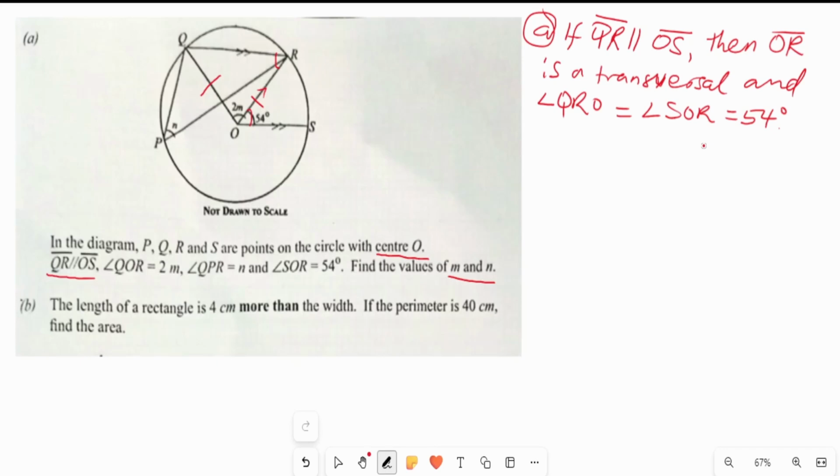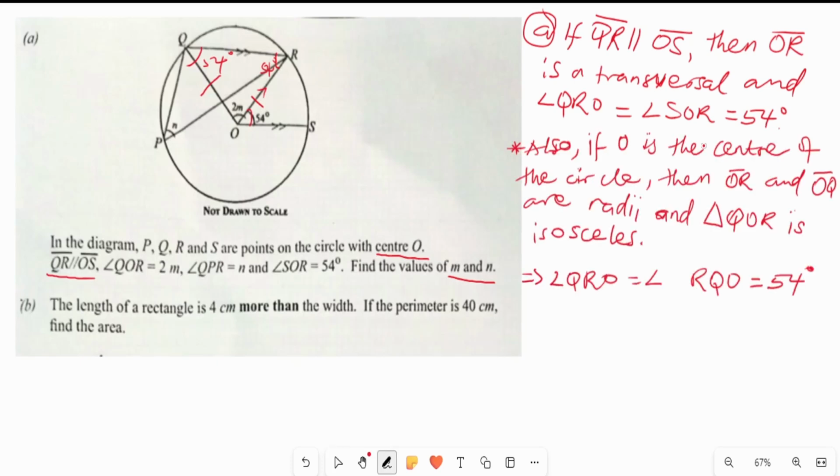And that will mean that triangle QOR is an isosceles triangle. So it means that here will also be 54 degrees because an isosceles triangle is a triangle with two sides equal, and because of that, the two base angles formed by the two equal sides are also equal. So if this is 54 degrees, this will also be 54 degrees. Okay, let me just add that.